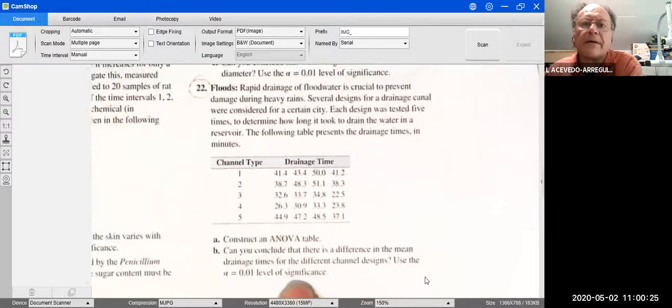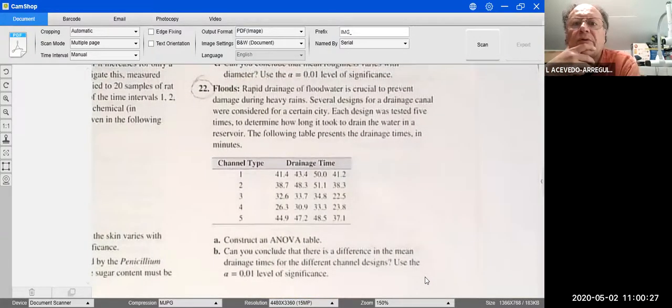Problem 22 is about floods. Rapid drainage of flood water is crucial to prevent damage during heavy rains. Several designs for a drainage canal were considered for a certain city. Each design was tested 5 times to determine how long it took to drain the water in a reservoir. The following table presents the drainage times in minutes. So now you have 5 different categories. They are number 1, 2, 3, 4, and 5. You can use again letters A, B, C, D, and E, or if you use numbers, just enclose the numbers in quotation marks, and that is going to be fine.